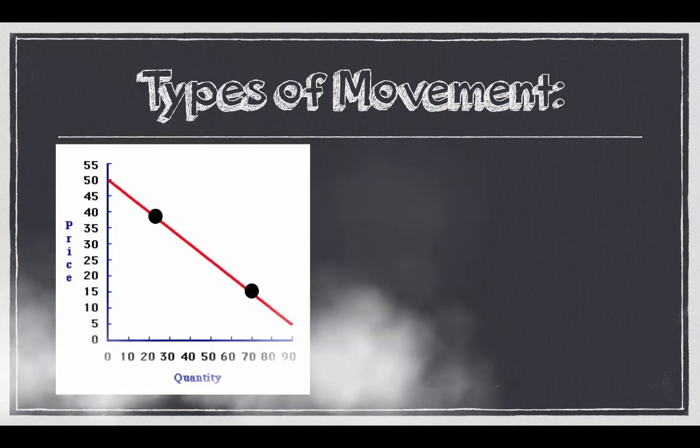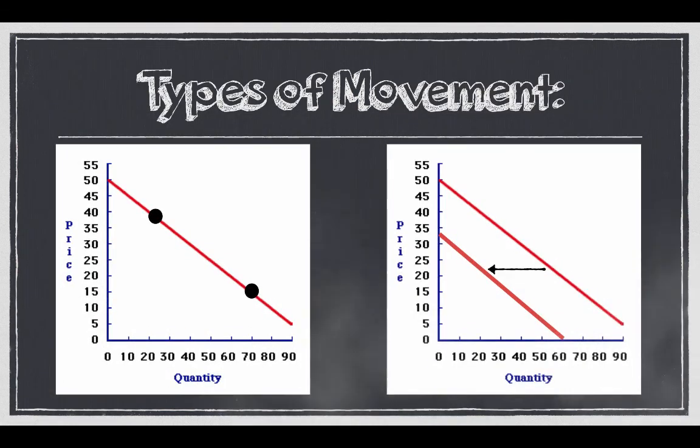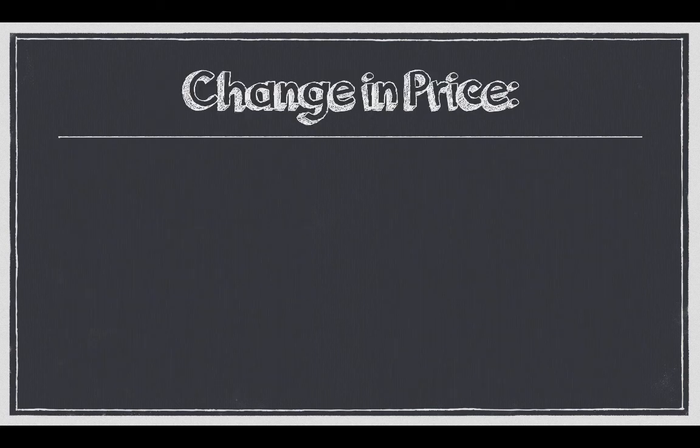So let's talk about types of movements, right? And I have 2 examples here. The first example on the left-hand side is simply a change in price. You'll notice that there is no new demand, but only a new quantity demanded, right? The change in price from 40 to 17 increases the quantity demanded quite drastically, right? So what we see there is a movement along the same curve, and that's only caused by price changes.